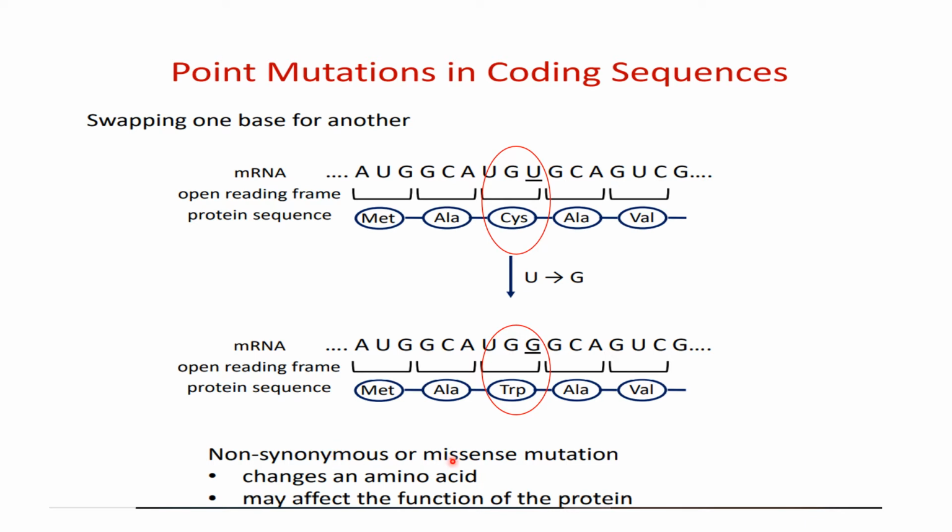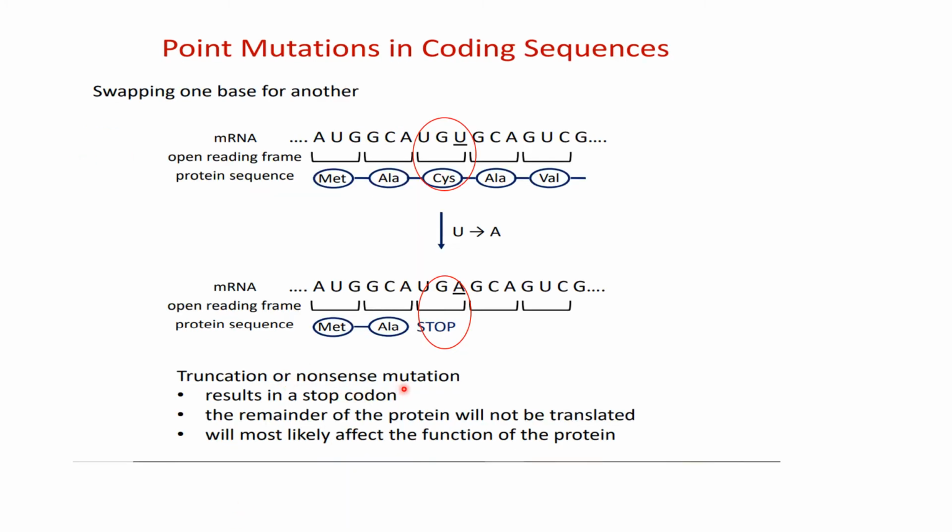What is non-synonymous mutation or missense mutation? In this, the amino acid is changed. Missense mutation means the codon for one amino acid is changed into the codon for another amino acid. See here, uracil is changing into guanine. But here, not like synonymous, it is changing the amino acid also. So it may affect the function of the protein, because it is changing the amino acid. So it is called non-synonymous or missense mutation.